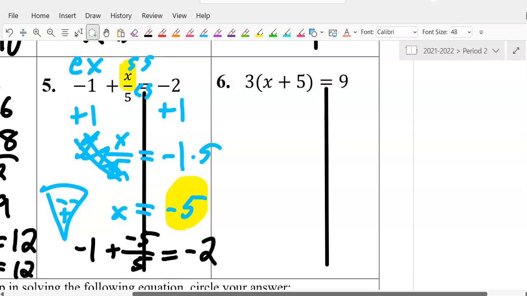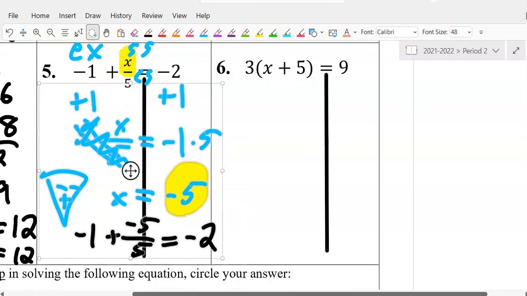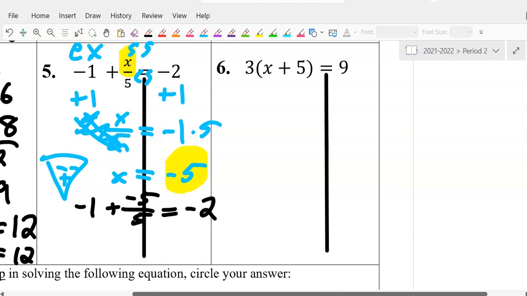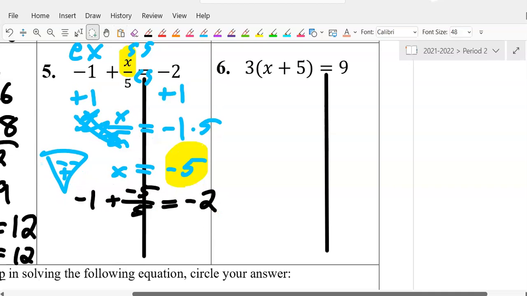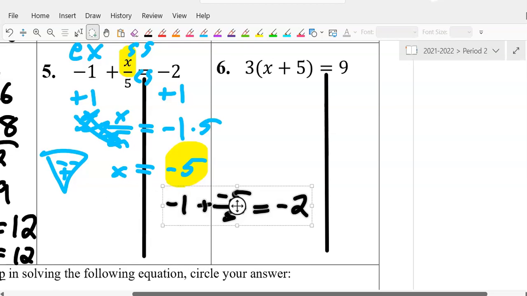Let me shrink this. You want to see some magic, computer magic? Watch this. Don't you wish you could do that on your paper? But you can't. Watch. Let me move this over, too. Move it over so we can see it a little bit.